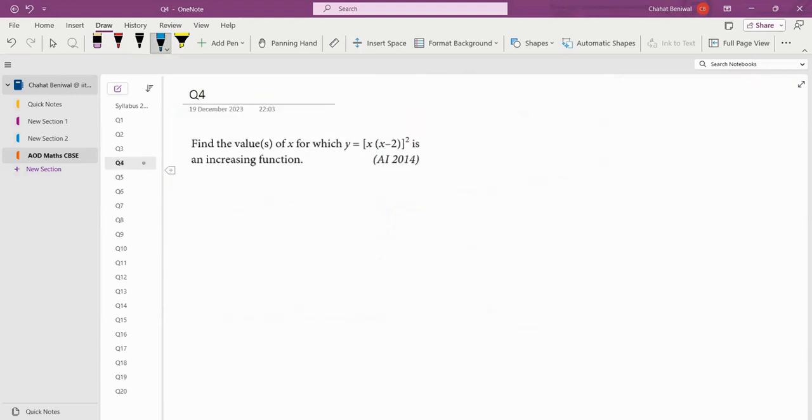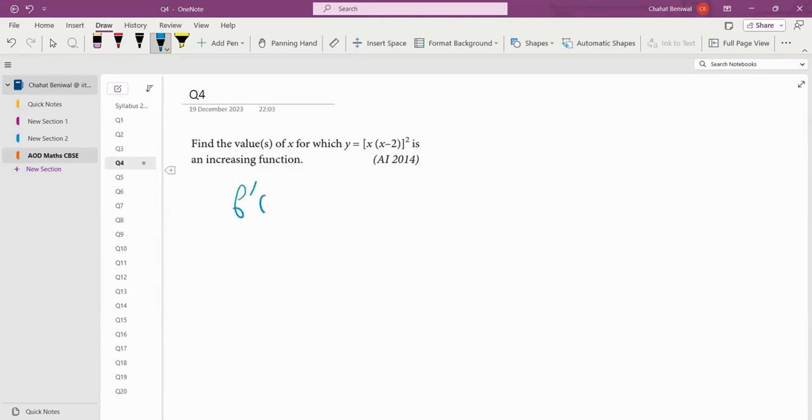Switching to next question. The question says find the value of x for which this is an increasing function. So we need to find the intervals. Basically, the question will not tell you everything; you have to extract it. It's saying tell me the interval in which this function is going to be an increasing function.